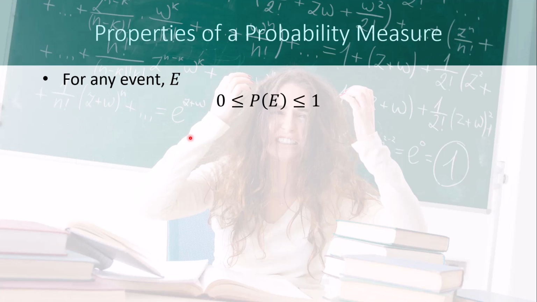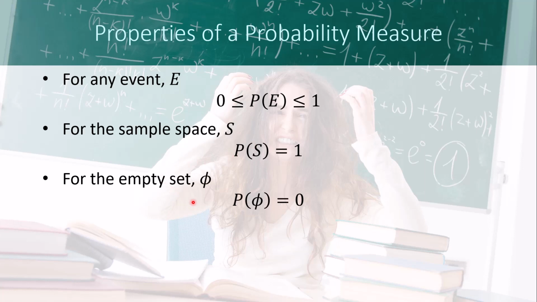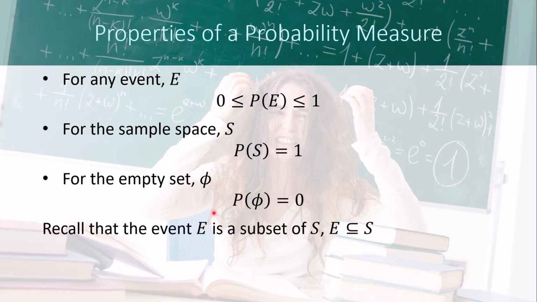The most important property of a probability is to understand that it is a non-negative number between 0 and 1. It will never be less than 0. It will never be greater than 1. It can indeed be 0 or 1. For example, the probability of a sample space will always be equal to 1. It is the certain event. And the probability of the empty set, the set with nothing in it, will always be equal to 0. It will always be the null event. And also, keep in mind that any event E is always going to be a subset of our sample space. Therefore, your probability will always be a number between 0 and 1.